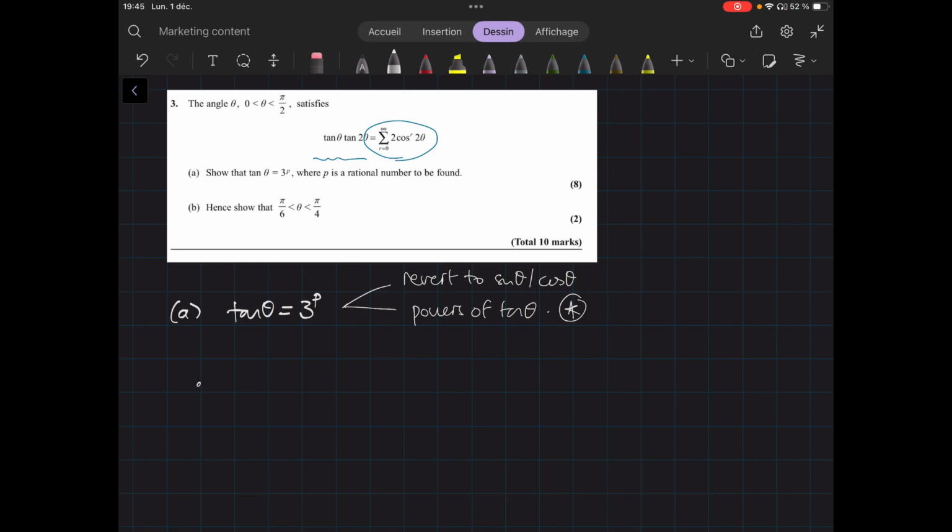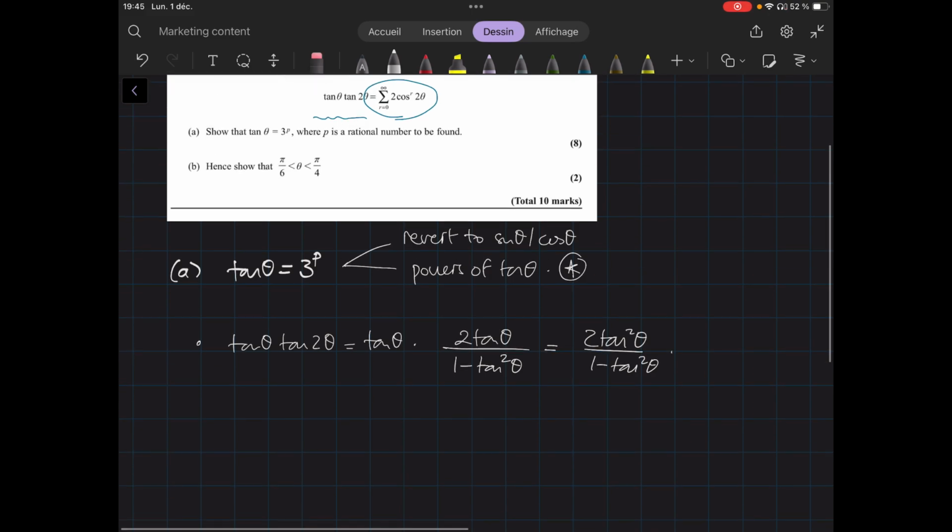Let's look at the left-hand side. Tan theta, tan 2 theta. Tan 2 theta is 2 tan theta divided by 1 minus tan squared of theta. This will give you the left-hand side in powers of tan theta.